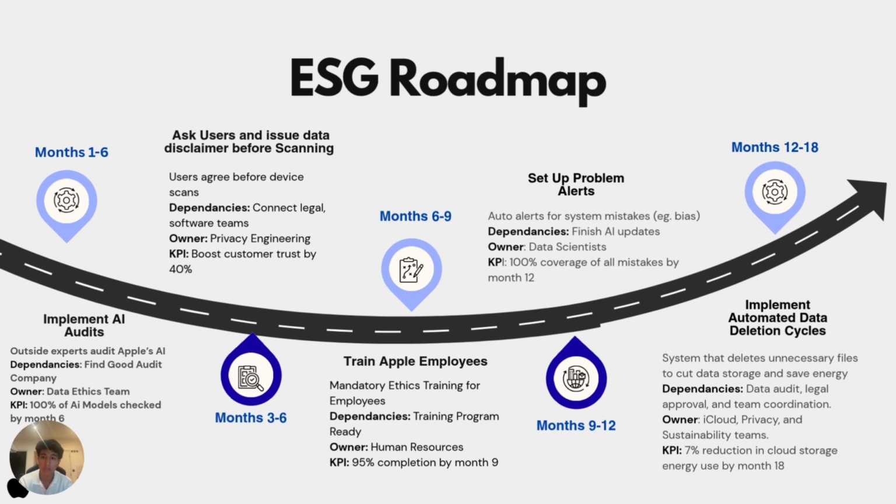And finally, in months 12 to 18, this is where we implement our automated data deletion cycles. The owners for this are the iCloud privacy and sustainability teams. Our target for this is a 7% reduction in cloud storage energy use by month 18.